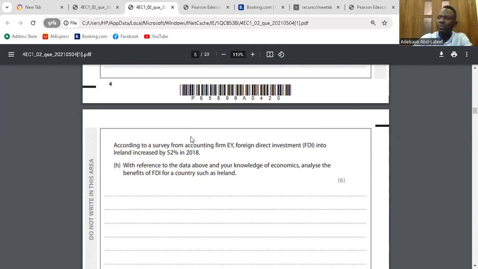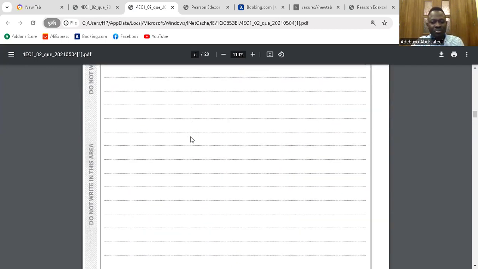Does FDI always result in MNCs? Yeah, when you are investing in a country, at the end of it all, your investment into that country is to create a business in that country. So what will it end up with? MNCs. Okay. That ends question one. So go to question two.